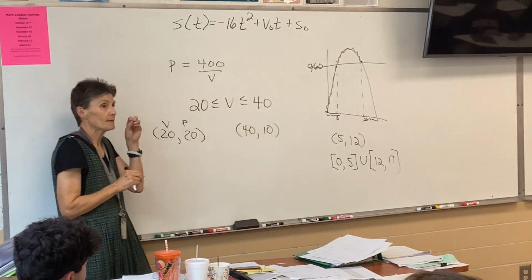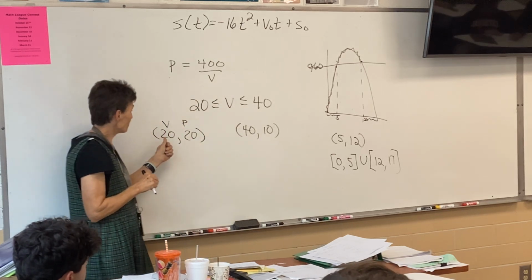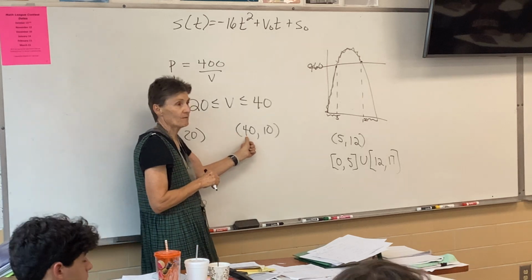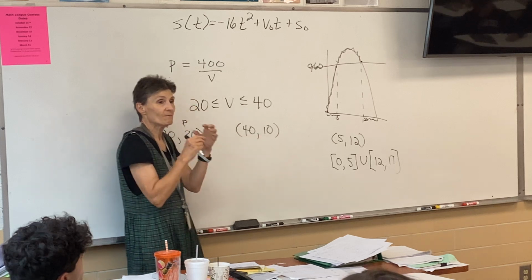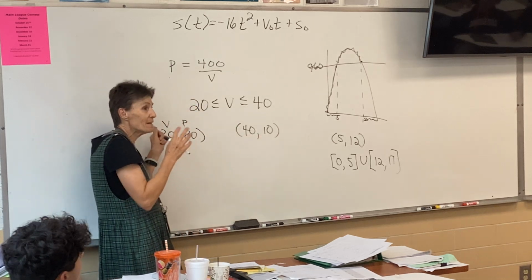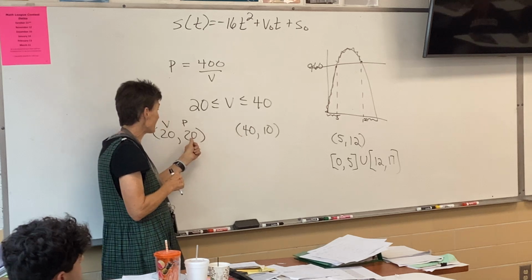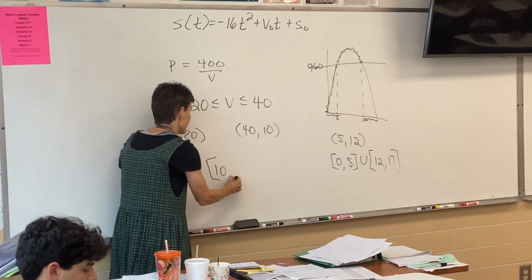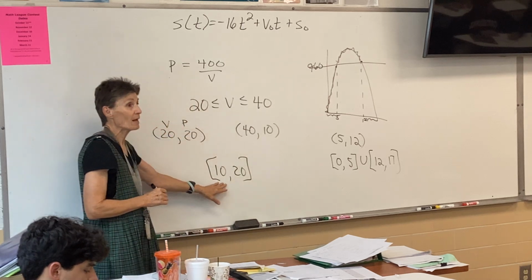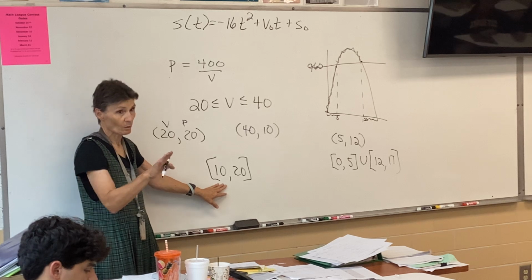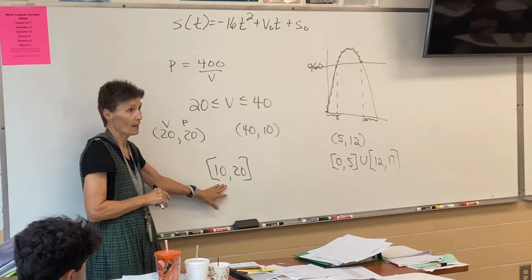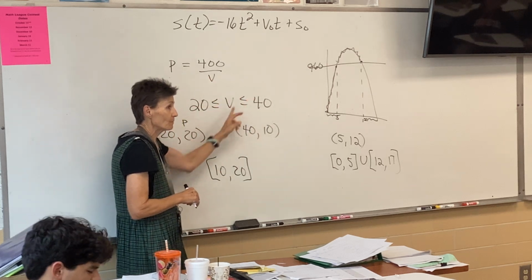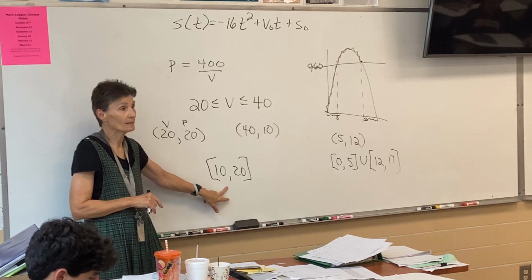All right, now wait a second. Does it make sense to you that if my littlest V gives me 20 and my biggest V gives me 10, then the V's in the middle, like a medium V, would give me a number in between 20 and 10? Yeah. So my range is 10 to 20. Make sure you do it in that order because we always go little to big, like a number line. So if your V's are in this range, then your P's are going to have to be in this range.